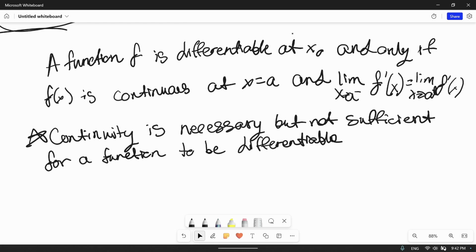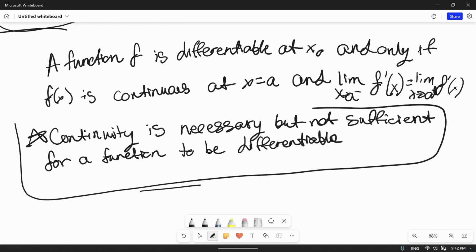So this would mean that the limit at x equals a of the derivative of f has to exist. And so this is why it wouldn't work for 1 over x, because we don't consider negative infinity to exist, because it's not an actual value. So this is an important note: continuity is necessary but not sufficient for a function to be differentiable. Basically, your function has to be continuous, but just because it is continuous does not mean your function is differentiable.